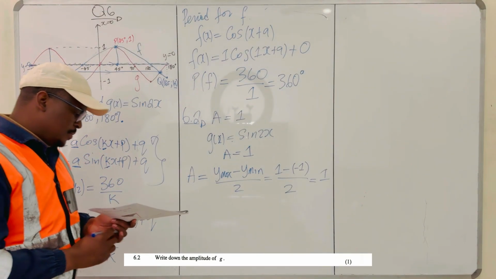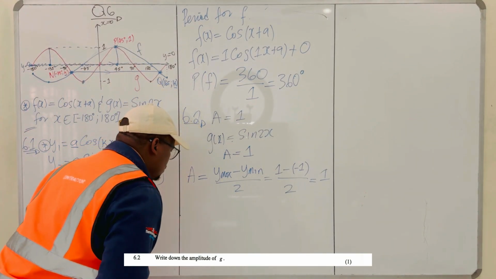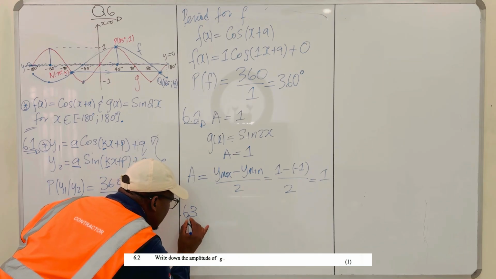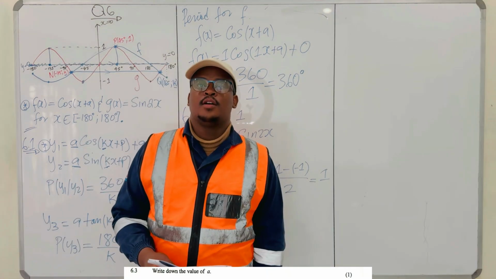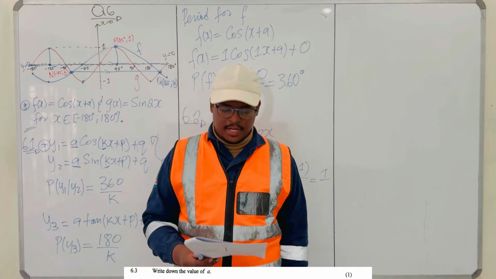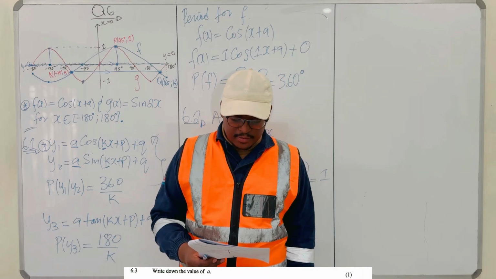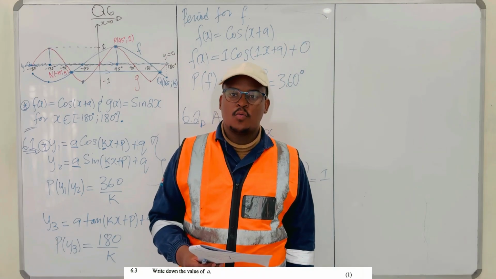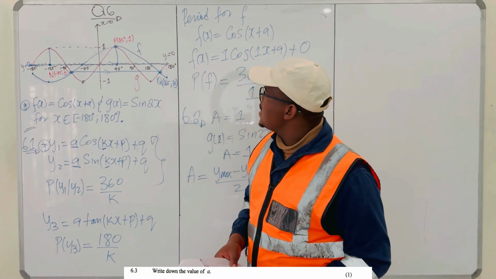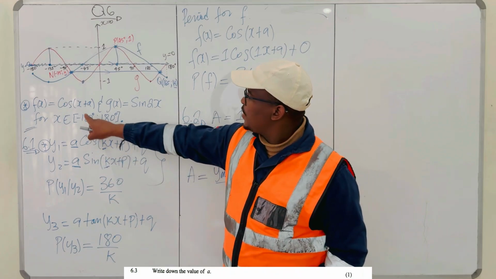Right? No problem. We're done with 6.2. We're going to move to 6.3 now. Okay, so now we're doing 6.3. They are saying, write down the value of A. What is A? A is this value over here.